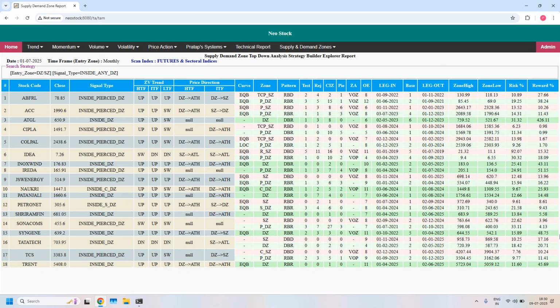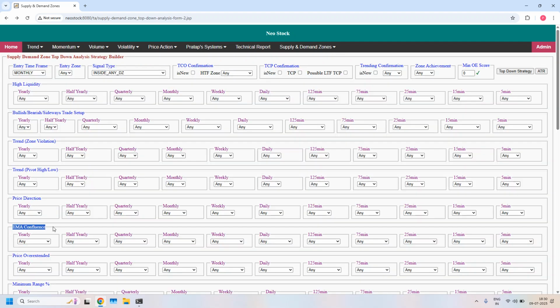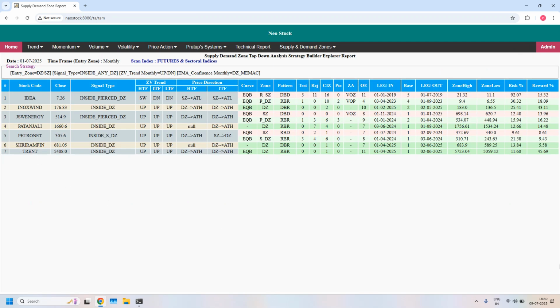We got 18 stocks. We can further filter this list based on monthly demand zone having monthly EMA confluence. So in the EMA at monthly, I am checking monthly demand zone having monthly EMA. At the same time, trend on the monthly should not be sideways. It can be up or down. So we got 7 stocks.